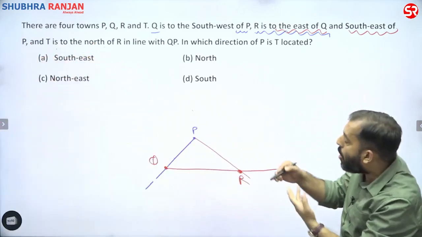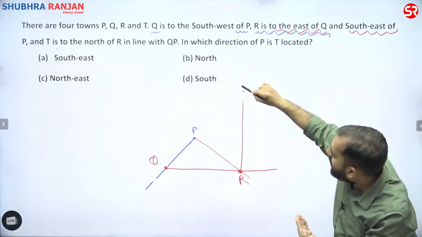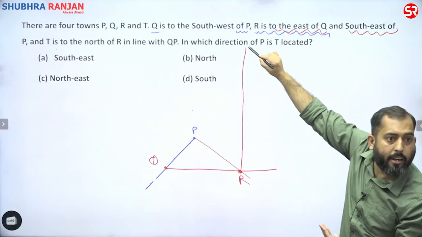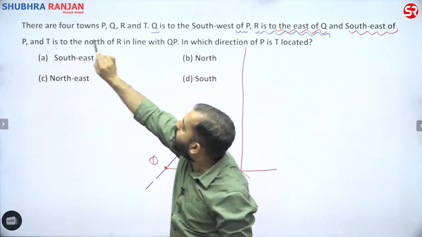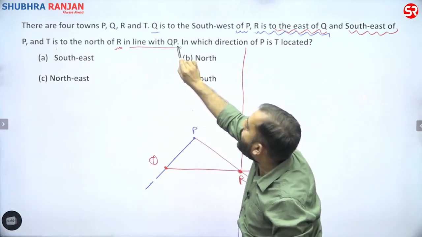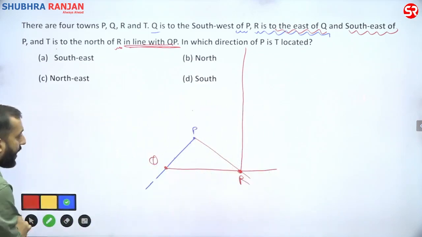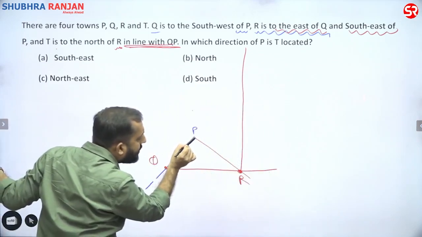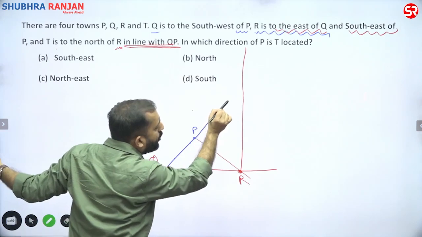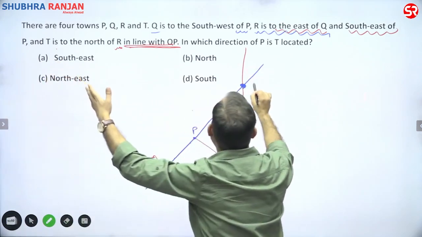Now the next thing, T is in the north of R. So this line is north of R. So point T will lie somewhere on this line. Clear? So T is to the north of R, in line with QP. If you join points Q and P and extend this line in such a way that it intersects the north of R, then this point of intersection is going to be your point T.